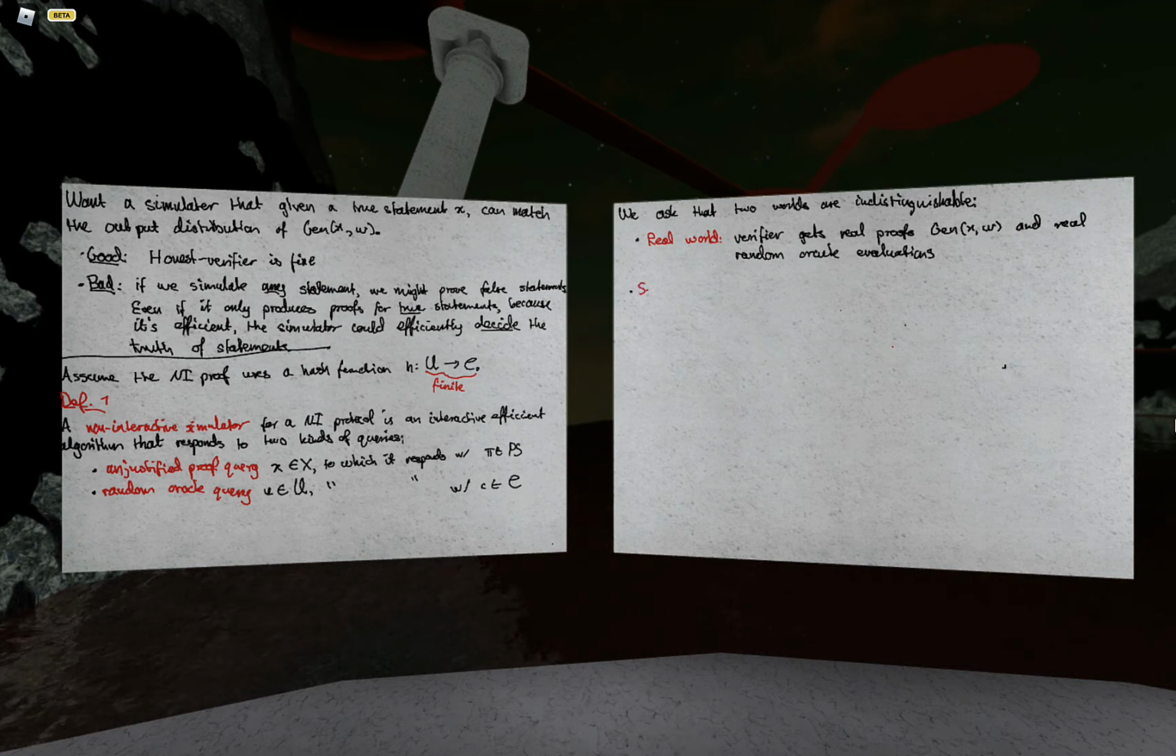And the simulated world, where the verifier gets fake proofs, and uses the random oracle via the simulator. And we're going to say any efficient such verifier, so it makes polynomially many proof queries and random oracle queries, cannot tell these two apart, and that counts as non-interactive zero knowledge. So I have a slightly long definition coming up. I apologize for that.